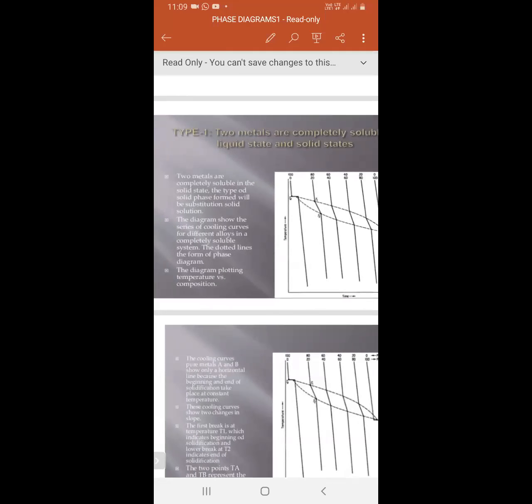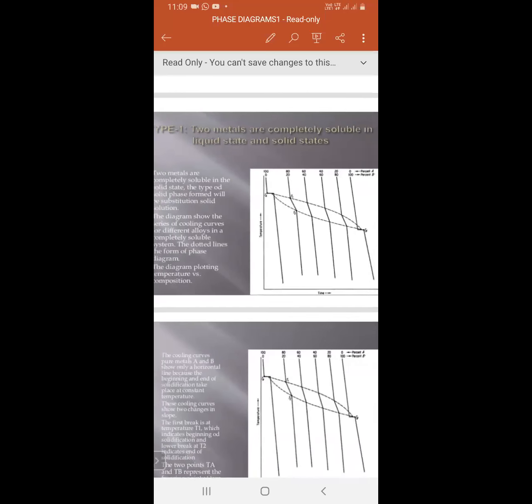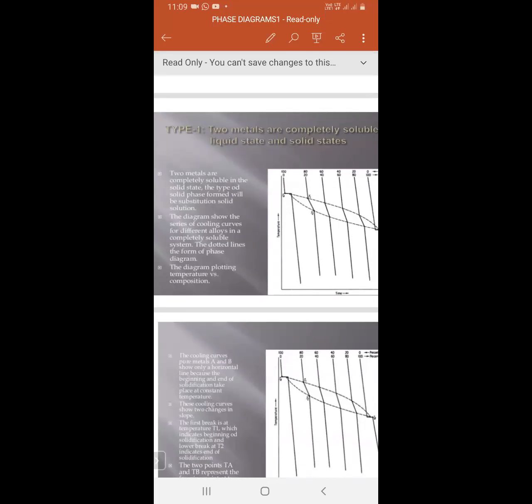Phase diagrams can be drawn using cooling curves. A cooling curve is drawn between temperature and time, but the phase diagram is drawn between temperature and weight composition. Here weight composition is there.